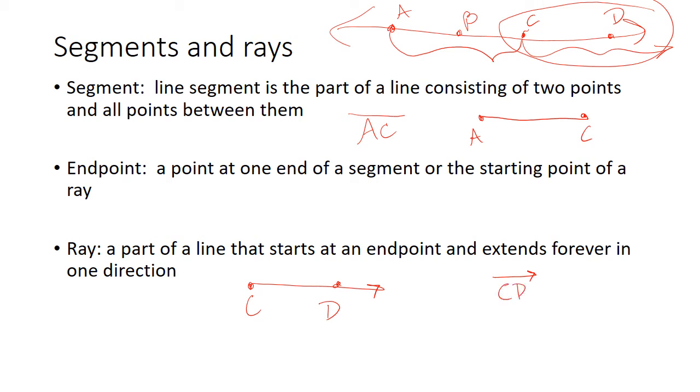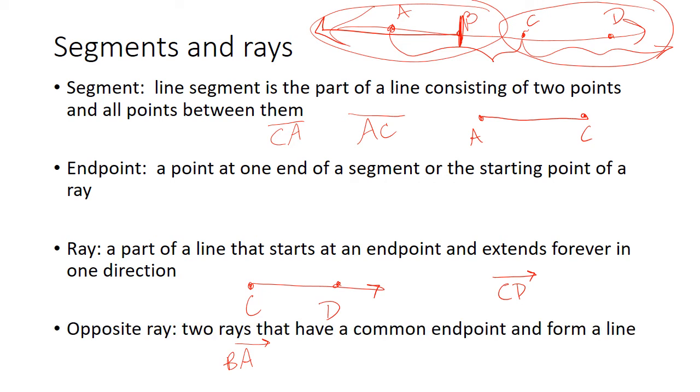Now it does matter in this one what order your letters go in. The endpoint letter has to be the first letter named because that tells me it starts at C and continues past D. So if I was wanting this ray right here, I would say ray BA because it's going to start right here at B and continue past A. So it has to be that order. In a line segment and in a line, I could say line segment CA and it means the same thing, but a ray is a specific order.